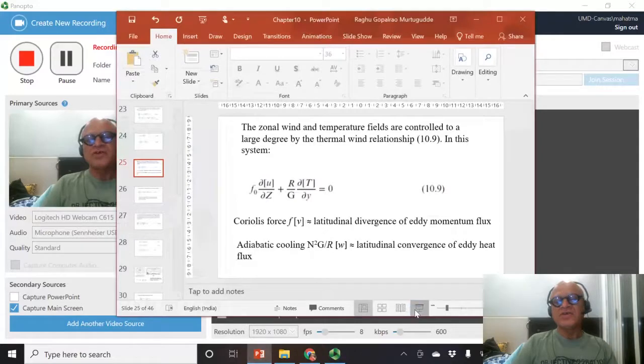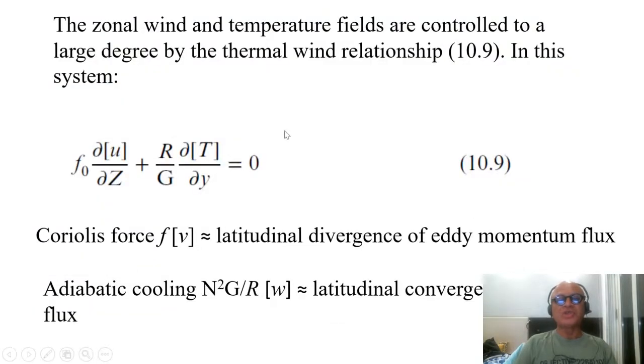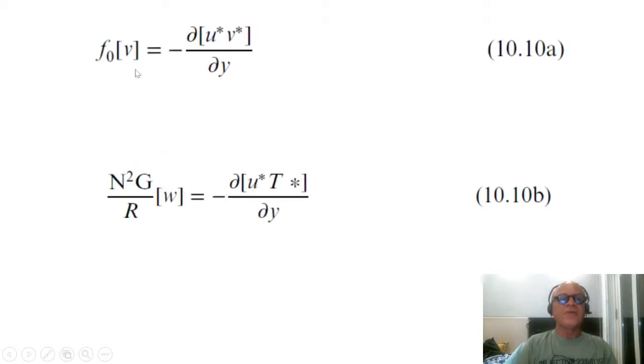So we derived another version of the thermal wind relation, which looks like this: F0 times d zonal mean u dz, the vertical shear of the geostrophic wind, is balanced by this meridional gradient of the zonal mean temperature. And we already saw that a perturbation to the thermal wind balance produces meridional velocities. Then the Coriolis force kicks in to balance the push by the eddy momentum flux, and the adiabatic cooling will balance the eddy heat flux.